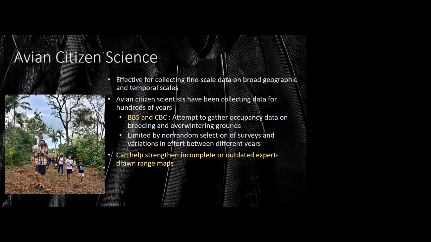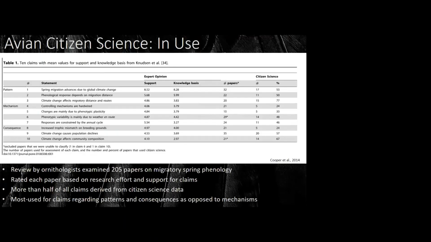And this brings us to avian citizen science. So avian citizen science, or community science, as I really prefer to call it now, is effective for collecting that fine scale data on broad geographic and temporal scales. And avian community scientists have been collecting data for hundreds of years. There are projects like the BBS and CBC, and now eBird is really the premier avian community science hub. And this can help strengthen incomplete or outdated expert drawn range maps.